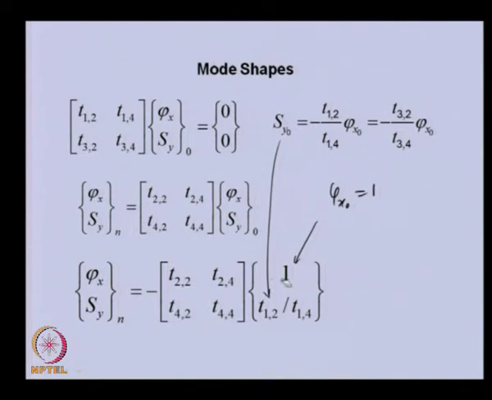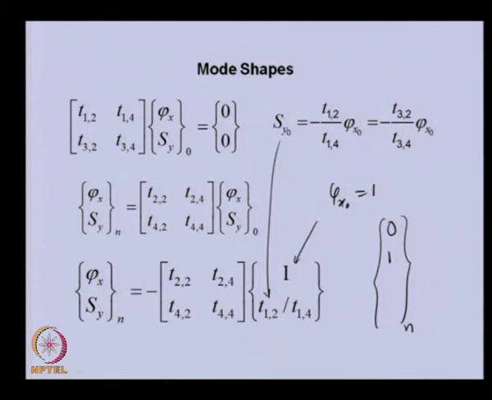Now you can see that the state vectors at the nth disk, the angular displacement and the shear force, are known. If we see the boundary condition at the nth disk, we have linear displacement 0 because this is a simply supported case, and the angular displacement we can get from here, because now phi x n will be given by the first equation here.